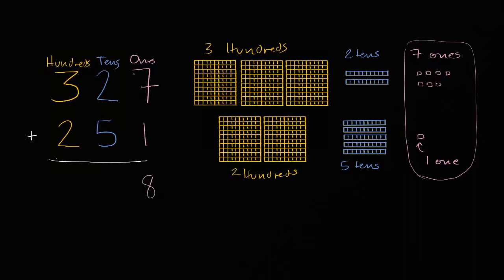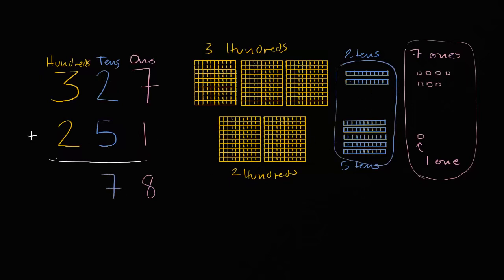Now let's look at the tens. I had 2 tens. Now I'm going to add 5 more tens. You put them all together, you're going to have 7 tens. 2 tens plus 5 tens, you're going to have 7 tens.